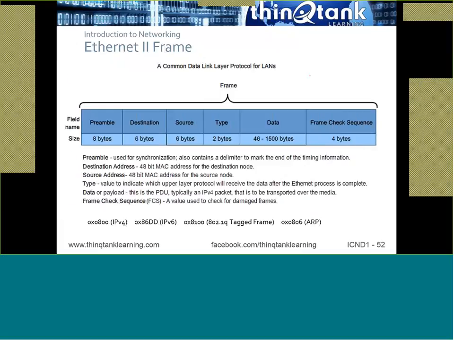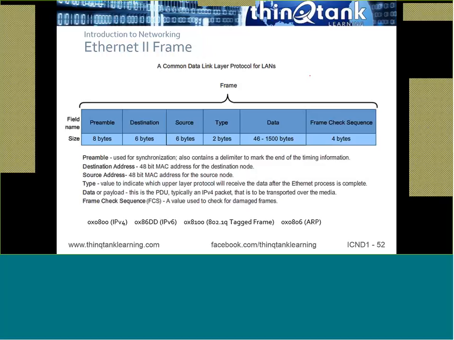So we'll just do a quick review, kind of break this down a little bit. The preamble, used for synchronization, also containing a delimiter to mark the end of the timing information. There is nothing within this preamble or within the timing information that contains relevant information for forwarding data. It is simply a synchronization pattern. The destination MAC address, a 48-bit MAC address. The source MAC address, a 48-bit address.